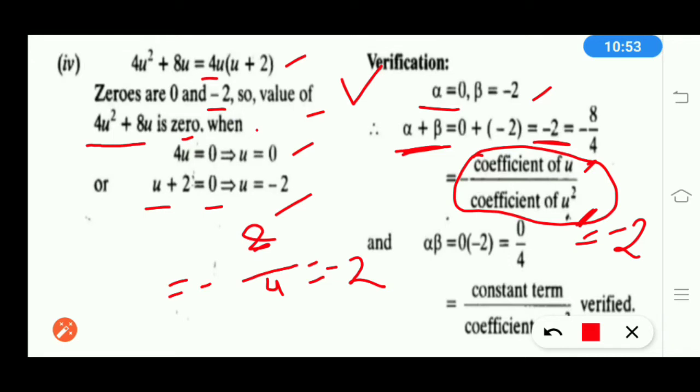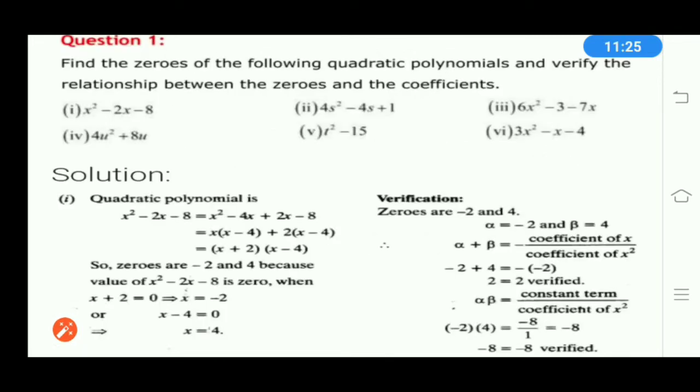So 0 can be written as 0 by 4. So 0 here means the constant term. In this given polynomial, the constant term is not present. That's why the constant term is 0. Clear? So 0 divided by 4. The coefficient of u square is 4. So alpha into beta equals 0 by 4. That means 0 equals the constant term equals 0 divided by 4, where the coefficient of u square is 4. So verified. Clear?